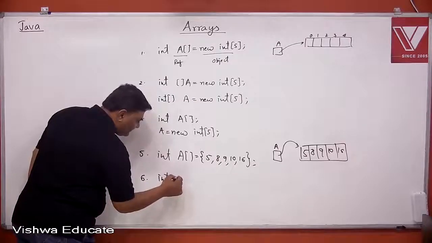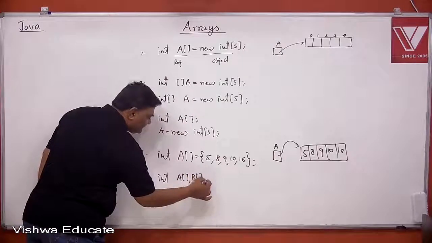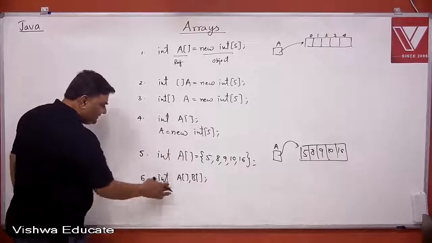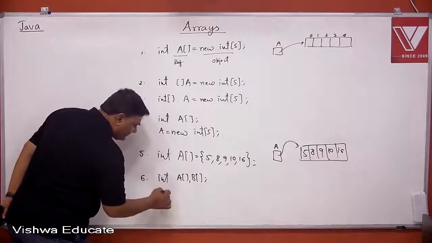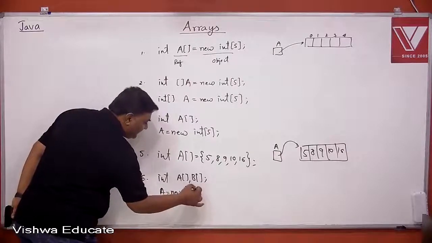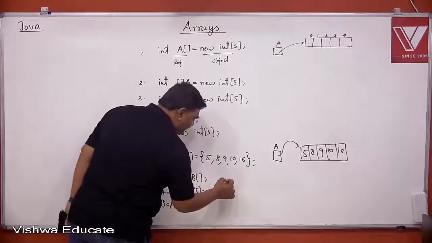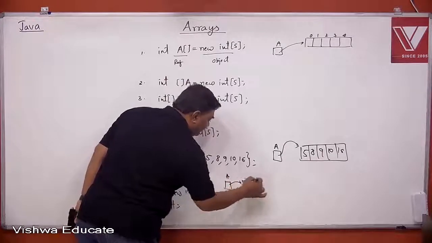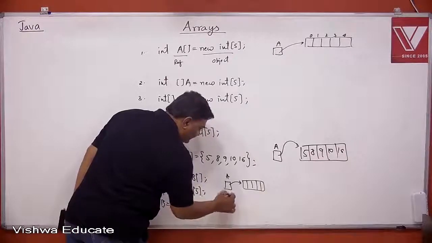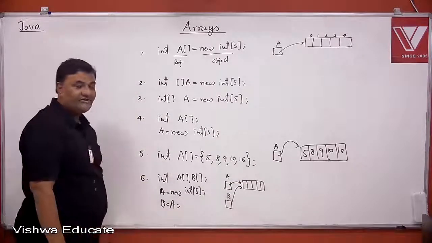Then sixth one, integer 1 reference, second reference. I can have just references of arrays. So I have 2 references. Then I will say A, assign a new int of size 5. Then I will say B, assign A. So what happens here is A is a reference to an array of some size and B is also a reference to the same array. So I have taken multiple references.